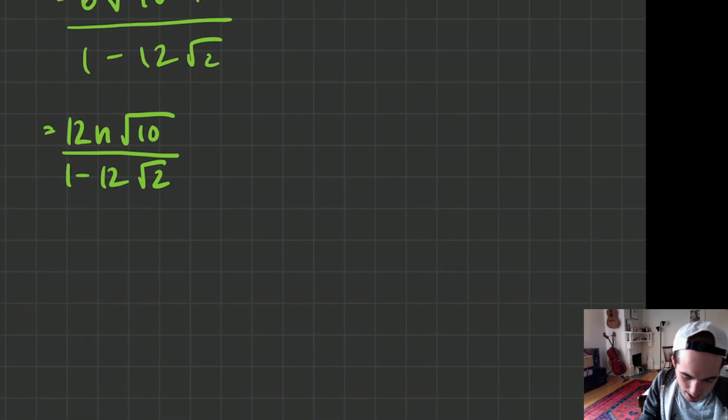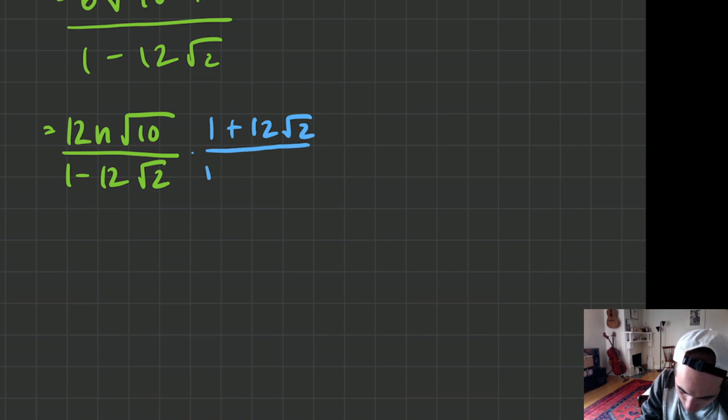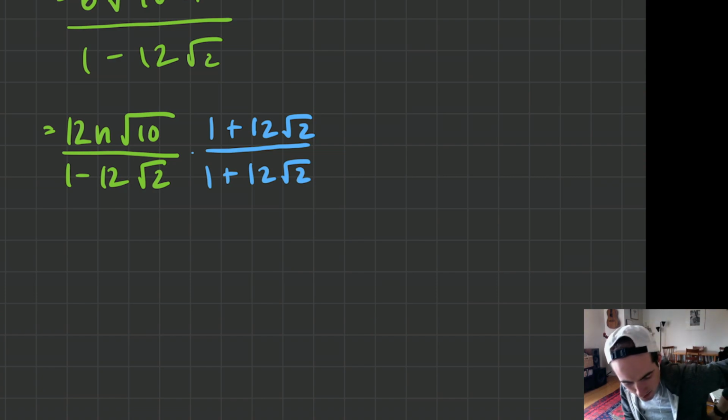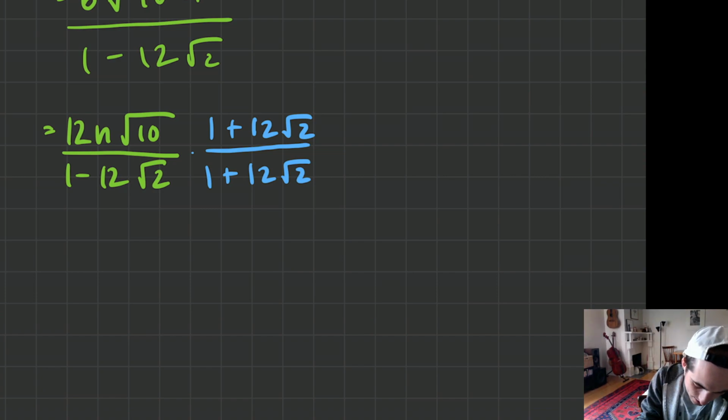Okay, that's good. And now I'm going to rationalize the denominator by multiplying by the conjugate. The conjugate in this case is 1 plus 12 root 2. So I'm going to multiply by that over 1 plus 12 root 2, right? And let's see what we get. Remember that we're going to have to use the distributive property.